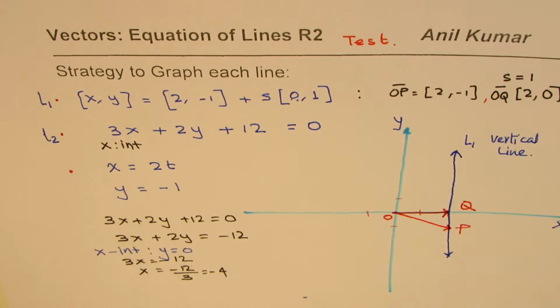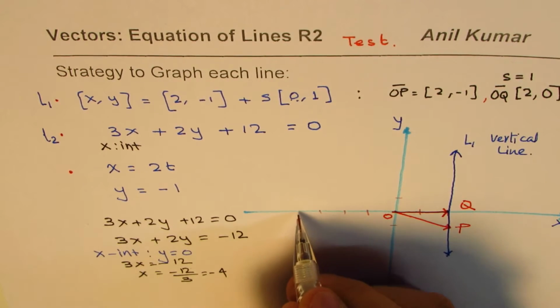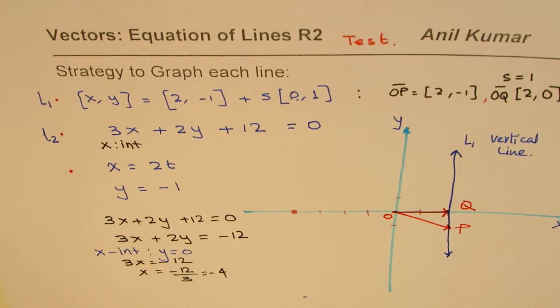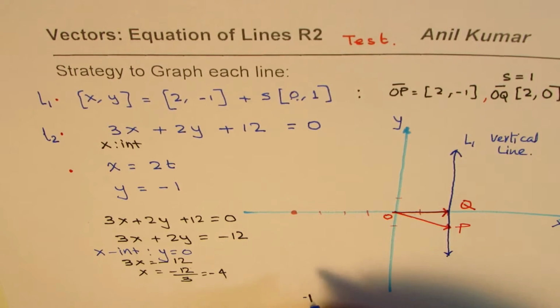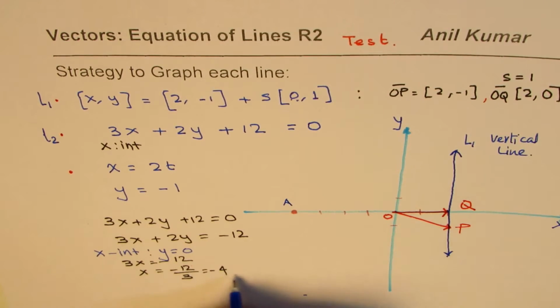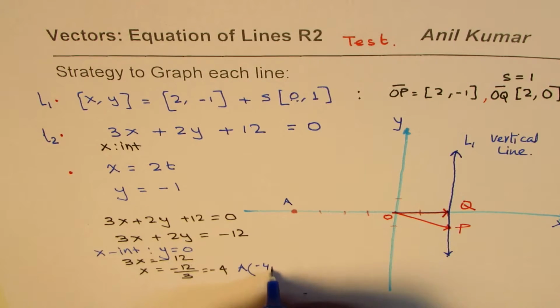So minus 4. So we'll just locate minus 4 now, which is minus 1, minus 2, minus 3, minus 4. So this is your x-intercept. Is it okay? Right. Let's call this point A. So the coordinates for point A are minus 4, 0. Is it okay?